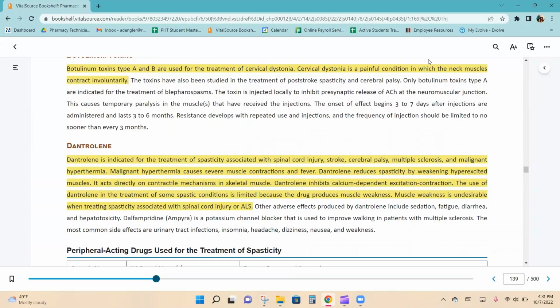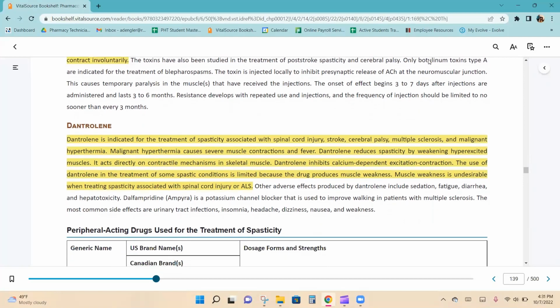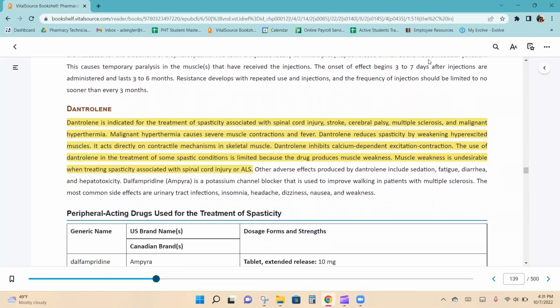The onset of effect begins 3 to 7 days after injections are administered and lasts from 3 to 6 months. Resistance develops with repeated use in injections, and the frequency of injection should be limited to no sooner than every 3 months.